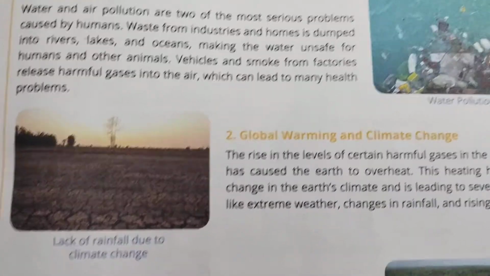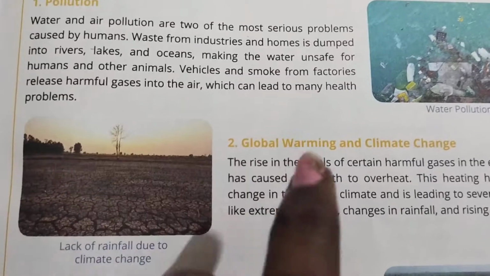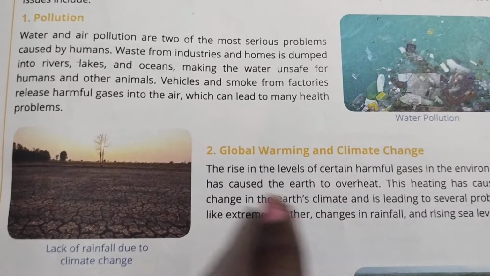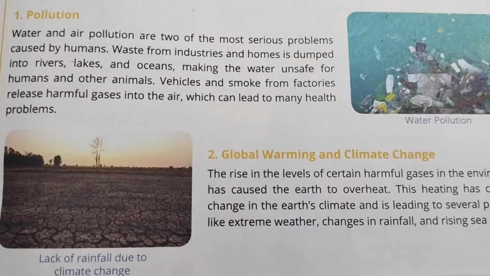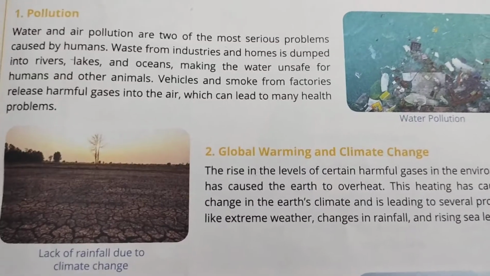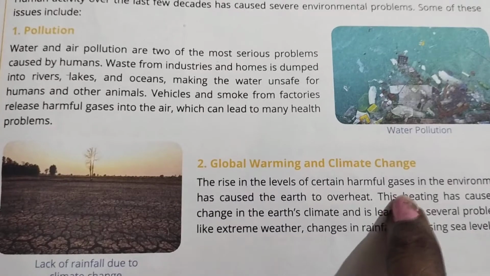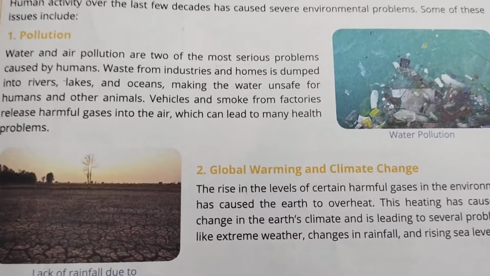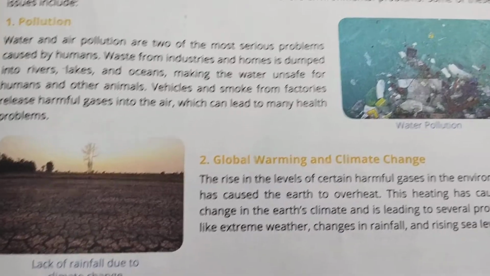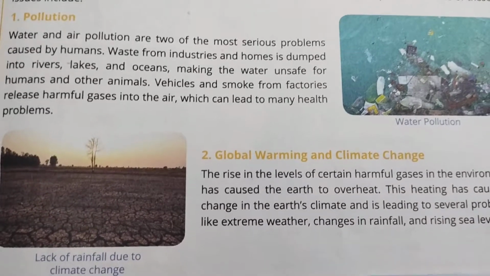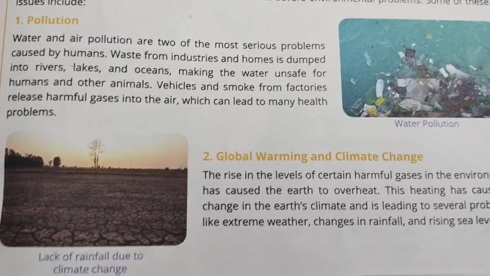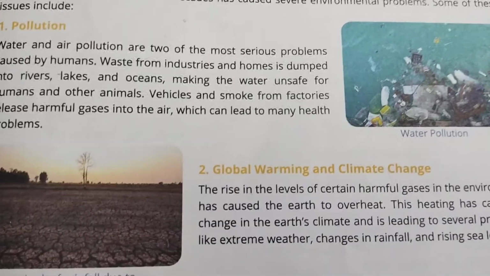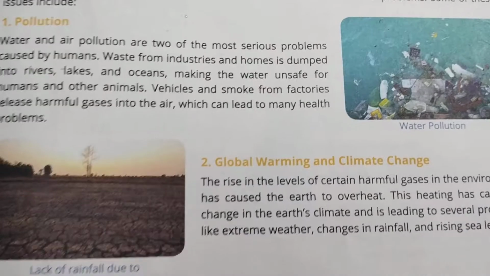So here, the global warming, the rise in the levels of certain harmful gases in the environment, has caused the earth to overheat, as I told you. This heating has caused a change in the earth's climate, so that we don't know when we get rain and when we get this hot summer. The climatic condition has been changing because of the global warming.